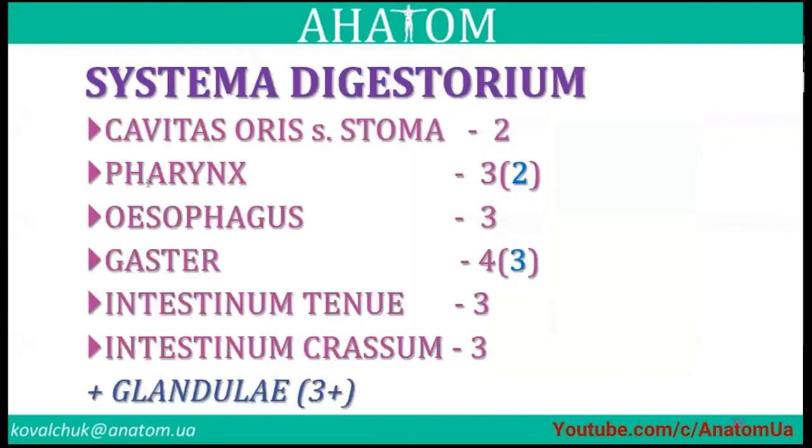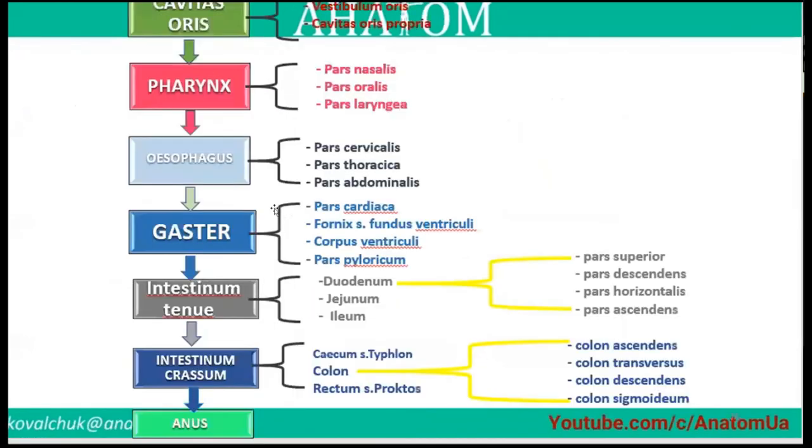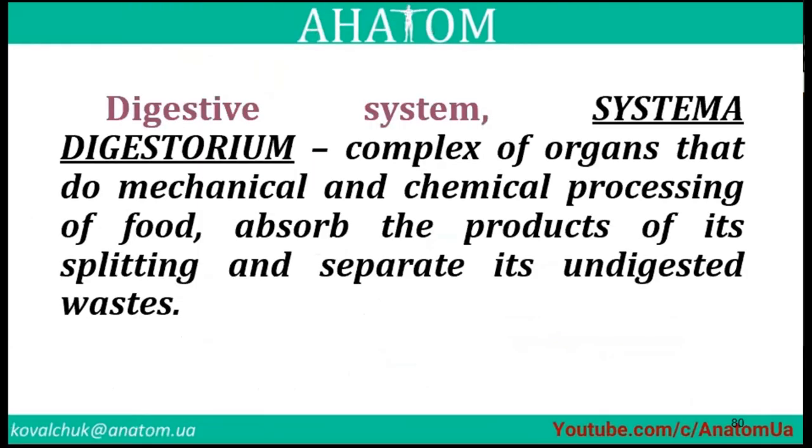And a very different picture presents the same structure in different cavities. Totally, with numbering: an oral cavity or mouth with two parts, pharynx with three parts but only two parts belong to the digestive system, because the nasal pharynx is for the respiratory tract, esophagus three parts, stomach four parts, small intestine three parts, and large intestine three parts. And the three biggest glands, and types of glands in the digestive system. Totally, you will create this schematic with organs and parts in a practical lesson, I hope. The digestive system is a complex of organs that do mechanical and chemical processing of food, absorb the products of its splitting, and separate its digested waste.